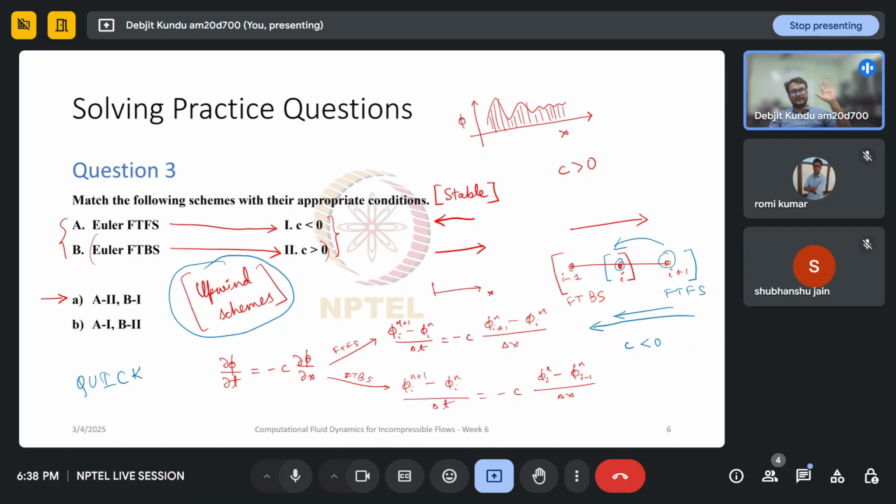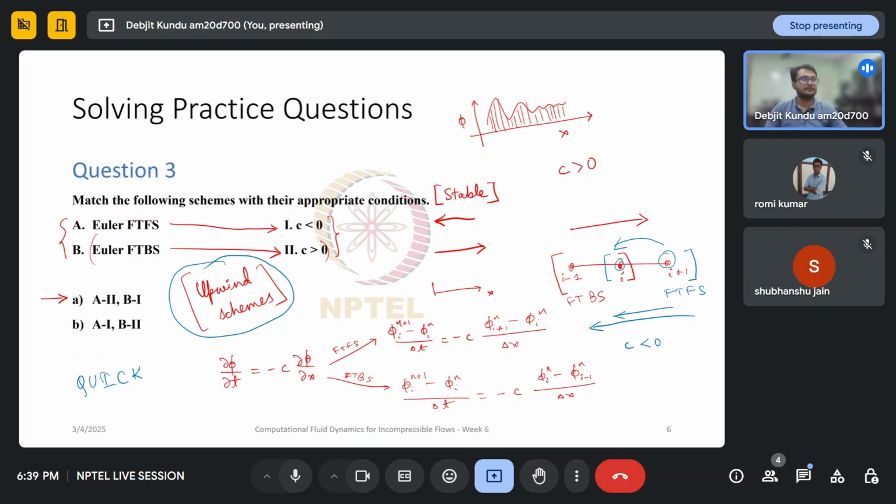So the main takeaway here is that for hyperbolic problems, you have to pick upwind points so that your scheme remains stable. So if c is greater than zero, you pick points to the left. If c is less than zero, you pick points from the right.